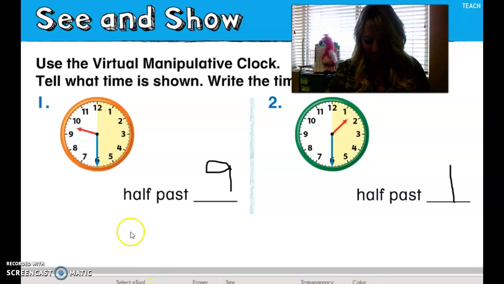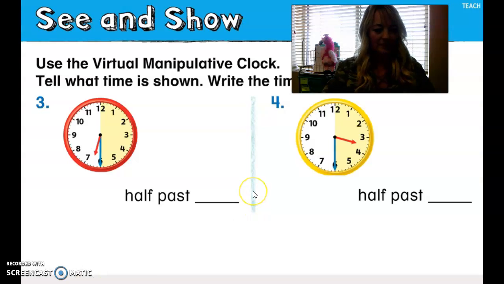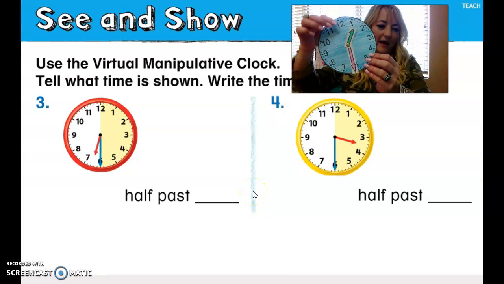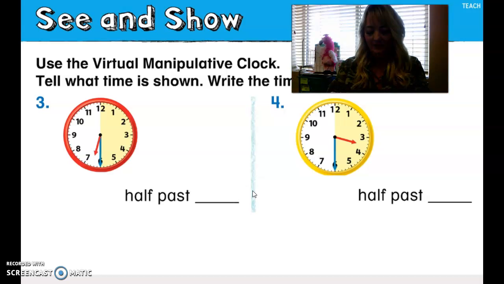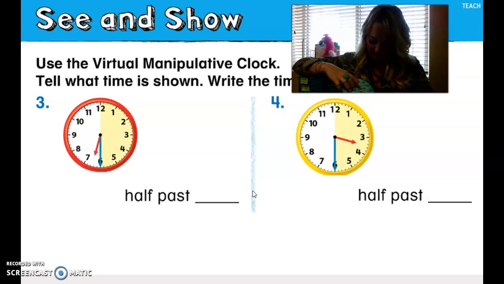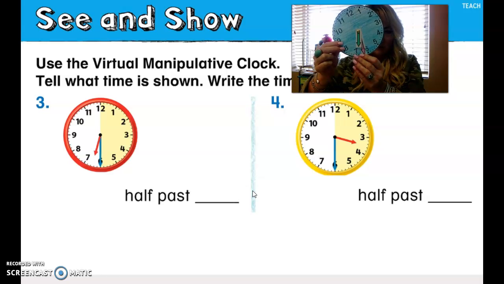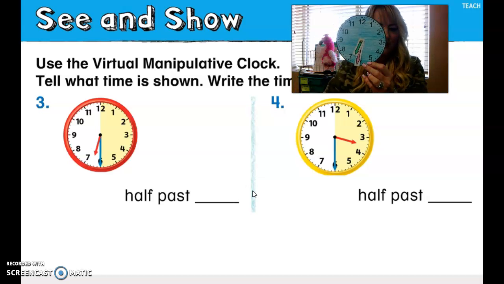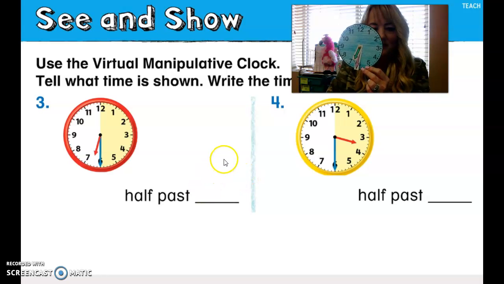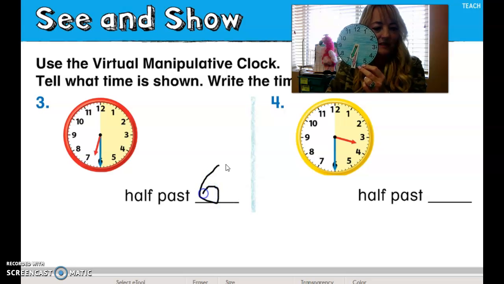Okay, let's go on to number 3. Let's show it on our clock first. It looks like the hour hand is between the 6 and 7, and the minute hand again is straight down. The minute hand is straight down, so we would say half past. Not quite 7 yet, we would say half past 6, or 6:30.